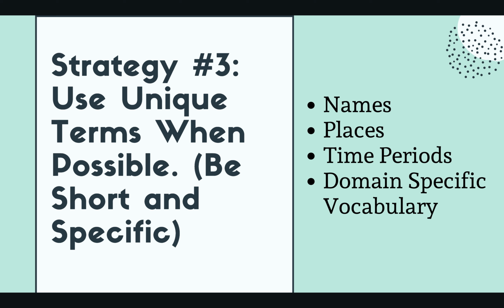If there's a specific date or time period, you should definitely be putting that in. And if there's domain-specific vocabulary, you need to use that. And that works with a lot of the sciences, including social science. So if there is vocabulary that's very specific to what you're studying, you need to use that.